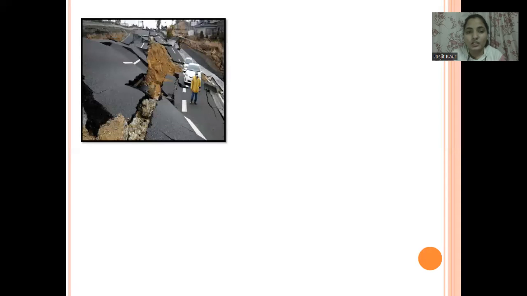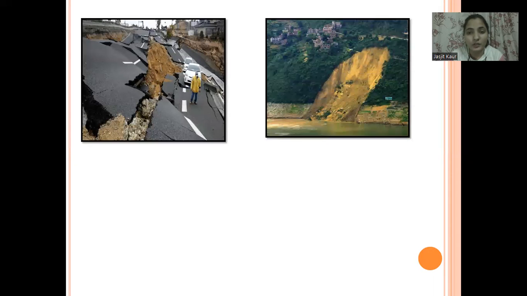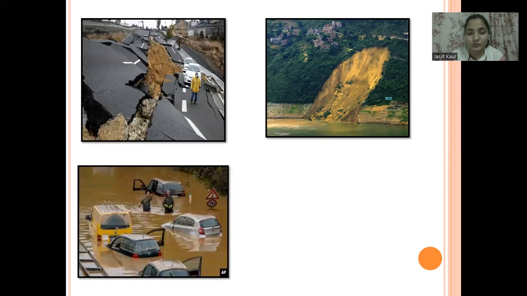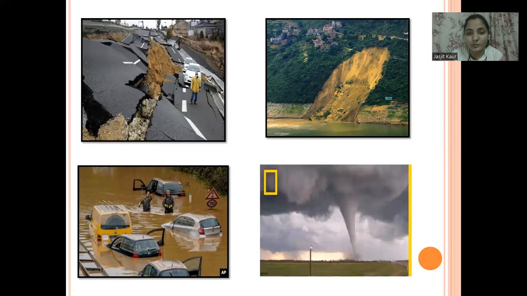So now I will be showing you different images related to different natural disasters. You have to identify which natural disaster will mostly occur in mountain areas, and you have to write their name in the comment section. The first picture is of earthquake. The second picture we have of landslides. The third picture is related to floods. And the last picture we have of tornado.